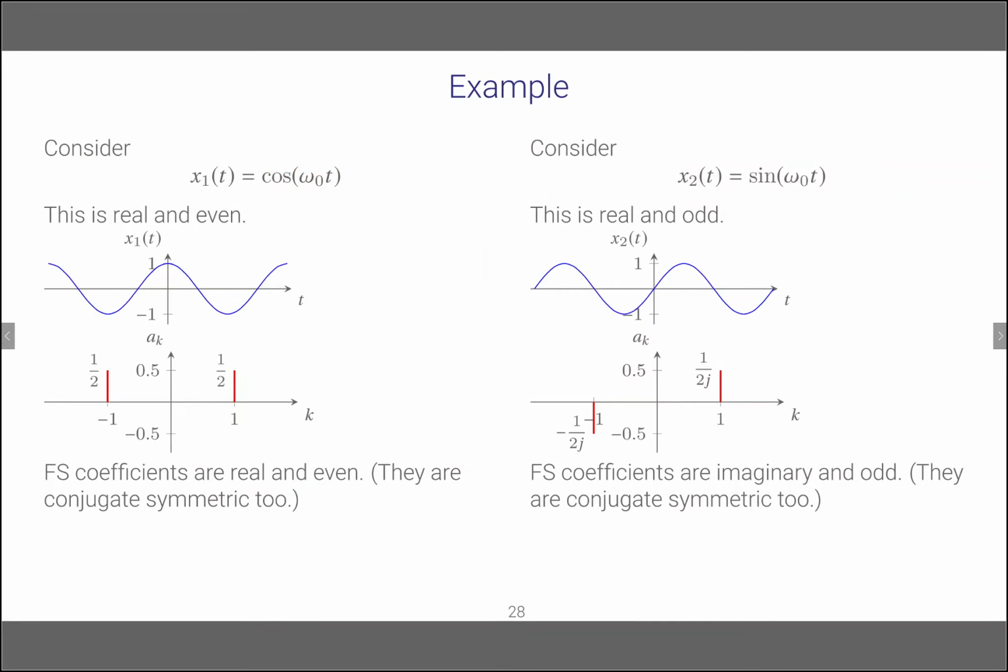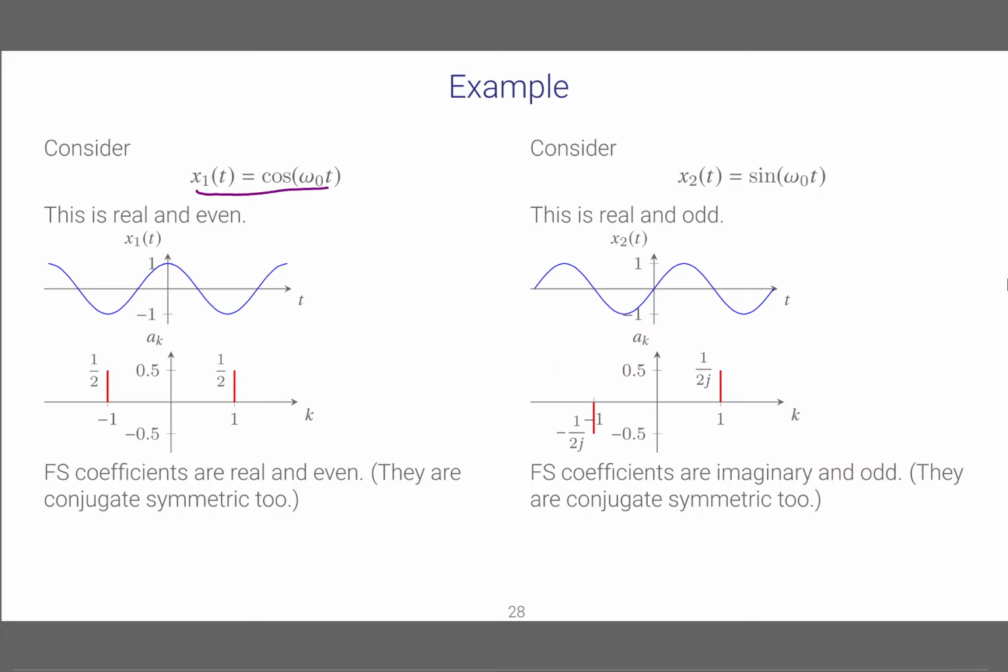Okay, so we can take the simple examples once again. First of all, we can take x1(t) equal to cos(omega naught t), which is a real and even signal. So this is the plot of that signal. You can see it is actually an even signal, so it does not have an imaginary part. Therefore, this signal is a real signal.